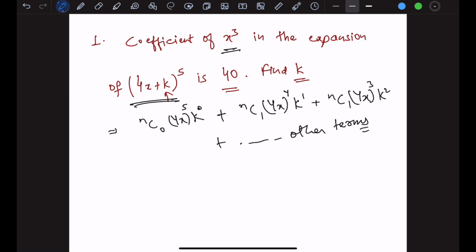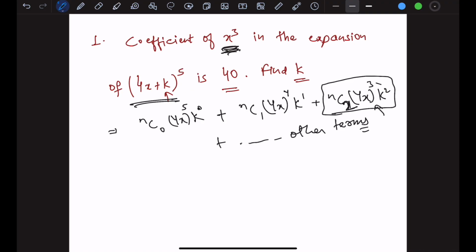We have to find the coefficient of x cubed. So we are only interested in the term where x to the power 3 is there, which is this term here. It should be 2 here and not 1. So ideally, we should not have expanded it. We could have directly written this term, which contains x to the power 3.